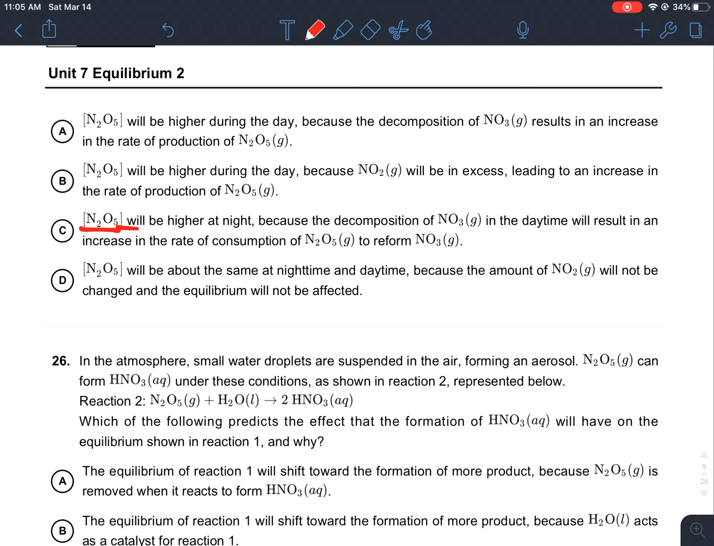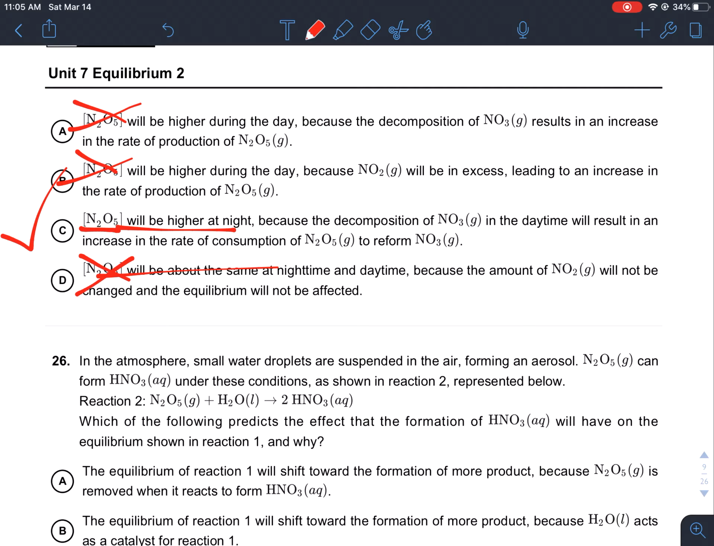N2O5 will be higher at night, yeah. It will be lower during the day. It will be higher at night. It will not be the same at night. No, that's not true. The answer is C. And we really don't care for the explanation either.